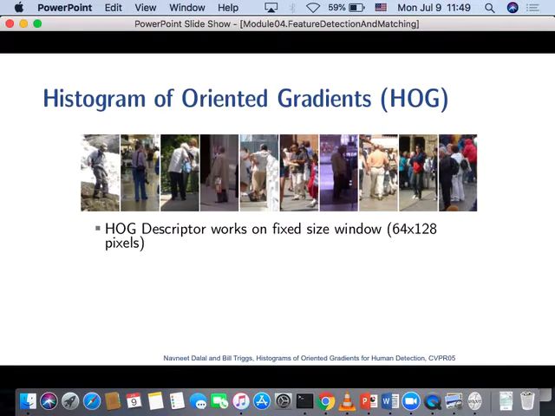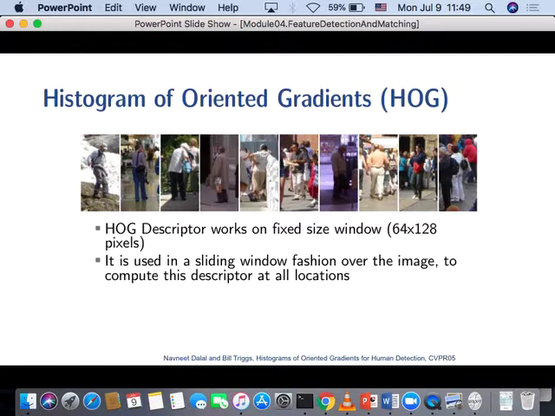Now, the way the HoG descriptor works, and when you're thinking about it, keep contrasting in your mind with SIFT, because SIFT is the local descriptor. So the way it works is that it works on a fixed window size, and that window size is 64 by 128 pixels. I mean 64 in width and 128 in height. Okay, and it's used in sliding window fashion over the image to compute this descriptor at all possible locations that I can do for this window size in the image.